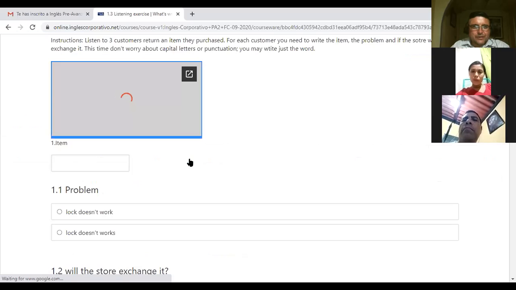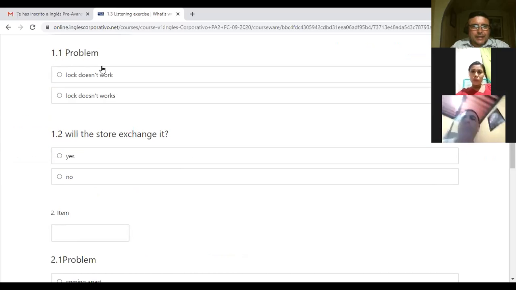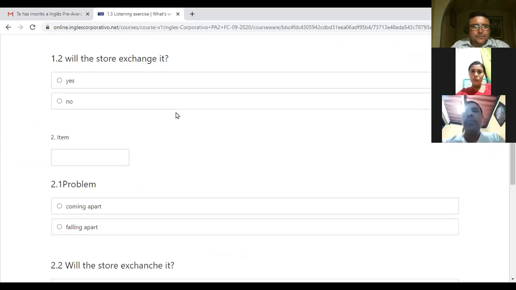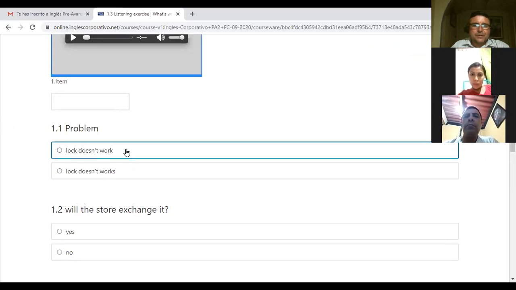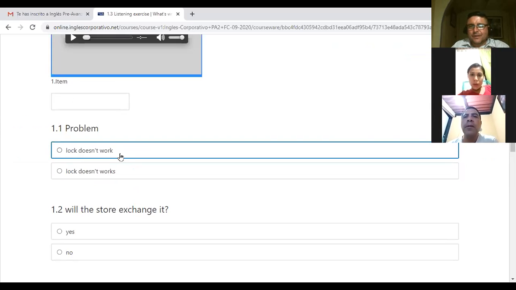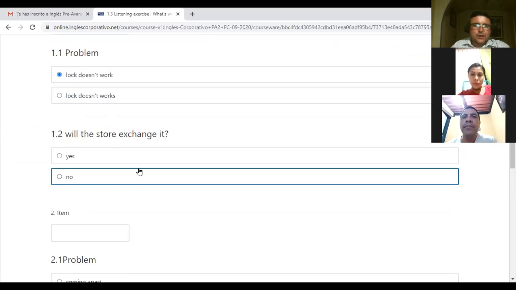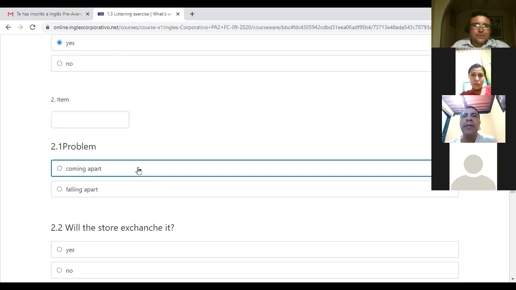So do you remember the problem with the lock? About the listening section, what was the problem? The lock doesn't work. Okay, so it doesn't work. Will the store exchange it? Yes. And what is the item?